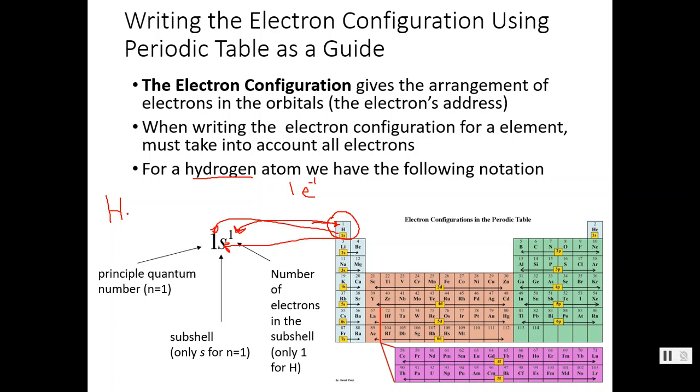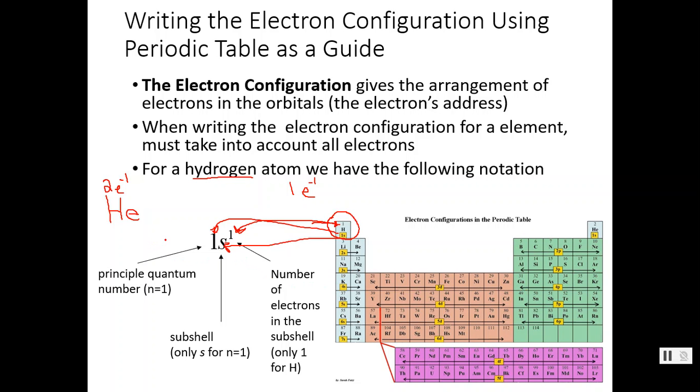What if I wanted to do the electron configuration for helium? Well, helium I see is over here in my periodic table. How many electrons does helium have? Helium has atomic number 2, so helium has 2 electrons. So that means I need to place 2 electrons in my electron configuration while following the trends that I have here.